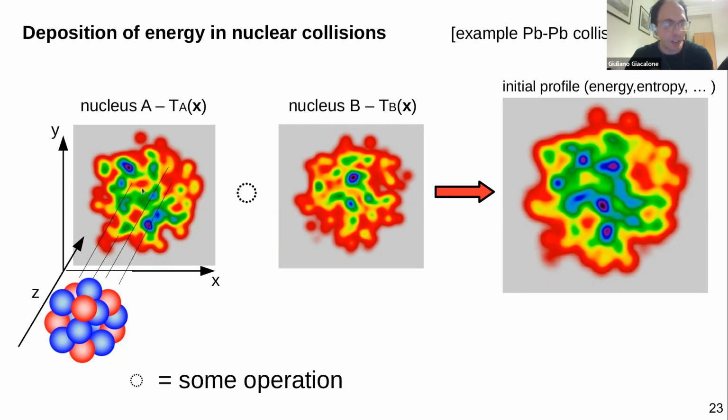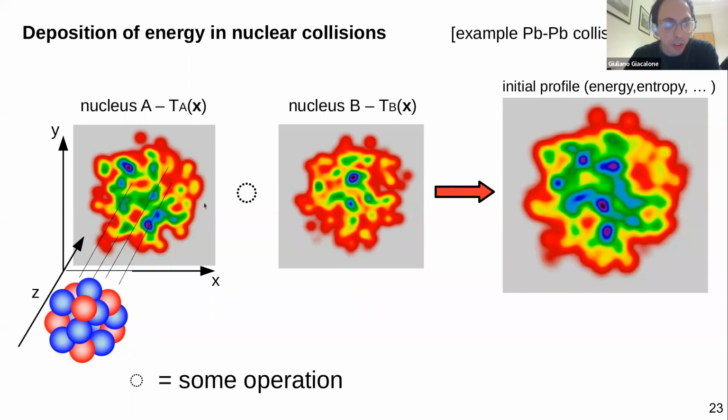So this is actually a real model simulation. And then you will do the same for the second nucleus. And then there will be some way to combine the two nuclei to get you some initial profile. This is then up to the model that you're using, whether it is an energy density, an entropy density, or a temperature. Typically it's an energy density, or it can also be an entropy density.